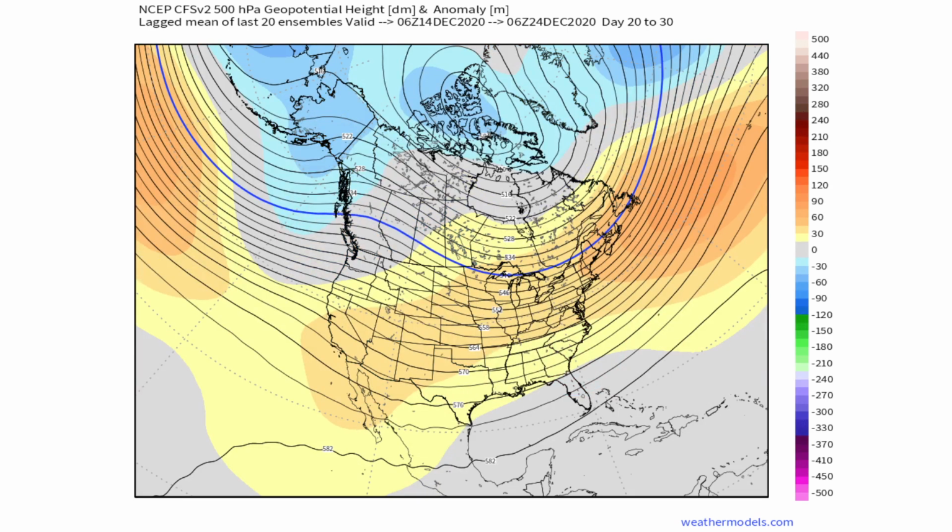Now, here is the 14th to the 24th, and we're looking at that ridging potentially continuing on the CFS model. Again, I'm not really too fond of what the CFS is doing.